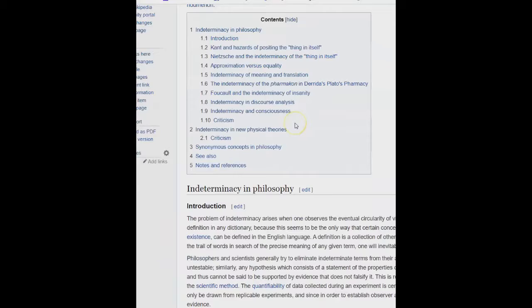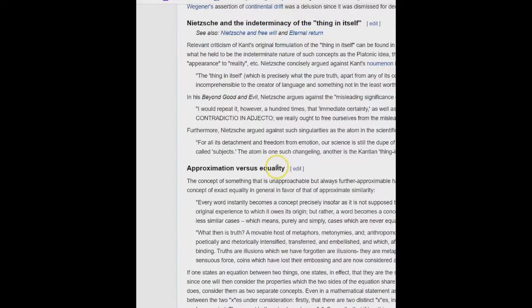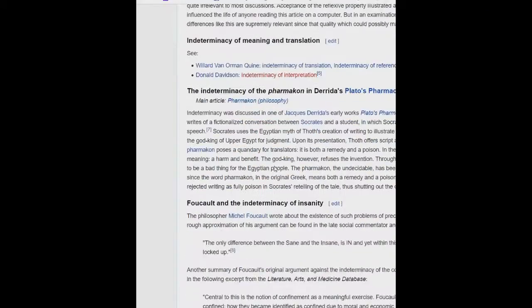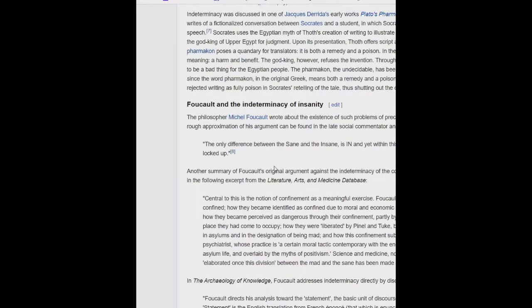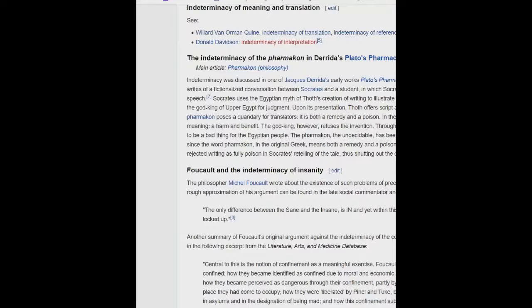Philosophy. Problems of indeterminacy arise when one observes the eventual circularity of virtually every possible definition, loops. Nietzsche. Foucault and the indeterminacy of insanity. Alright, so enough of that.